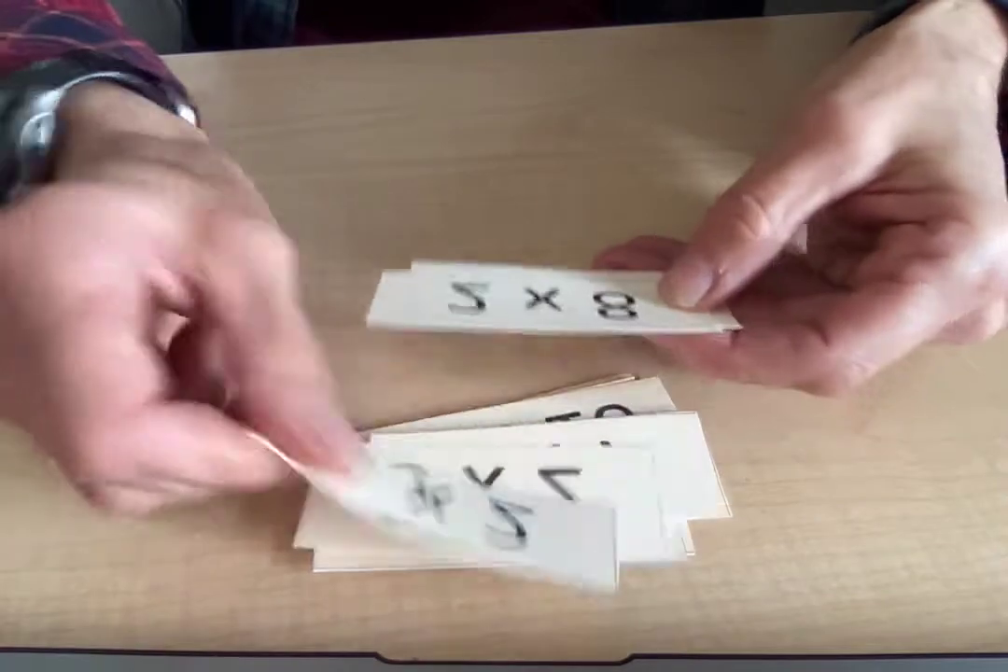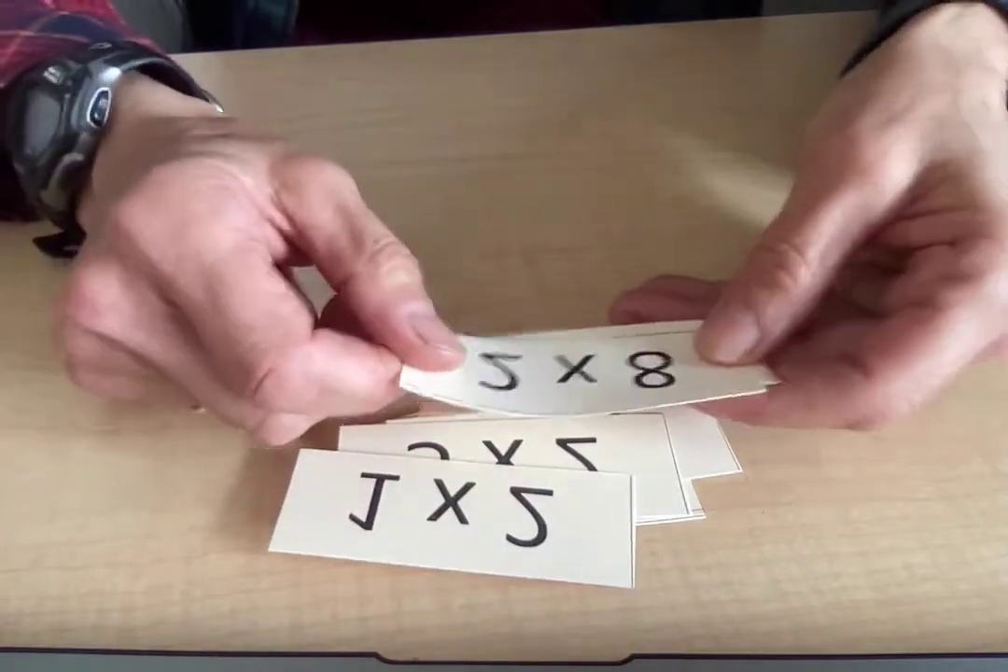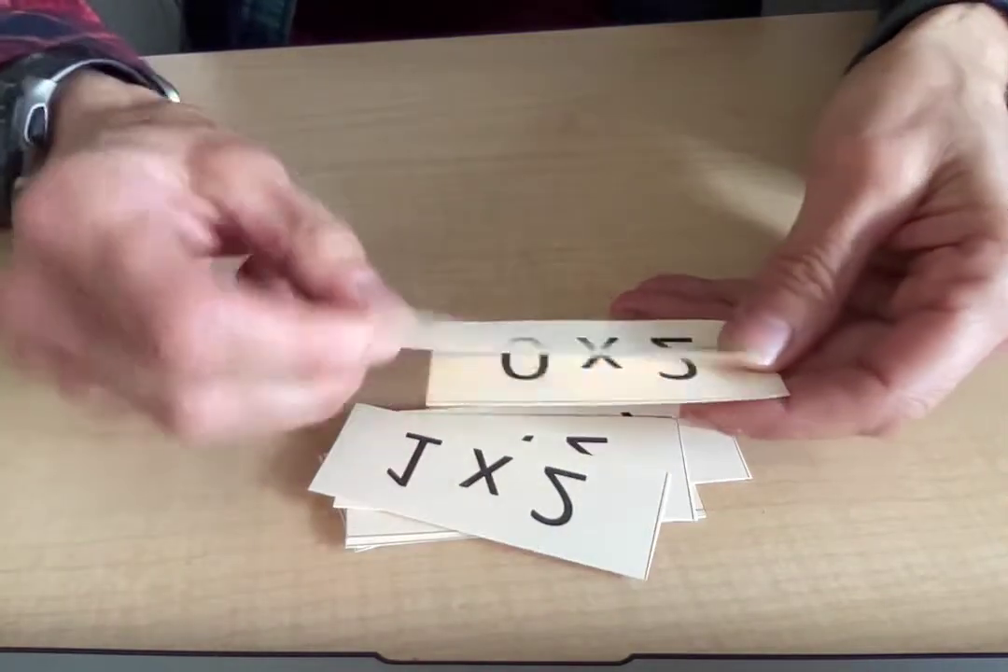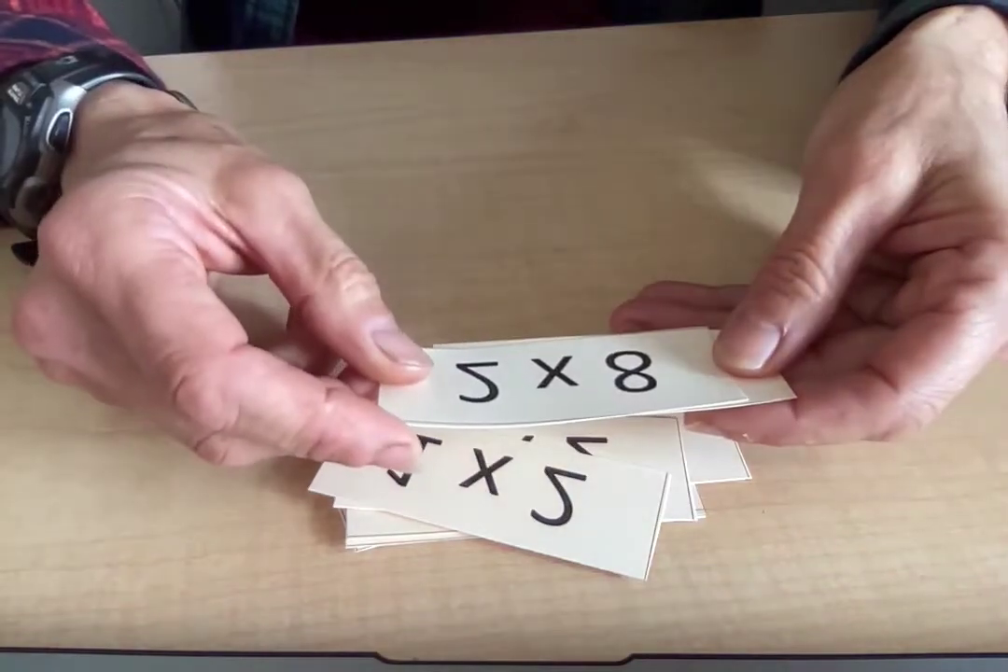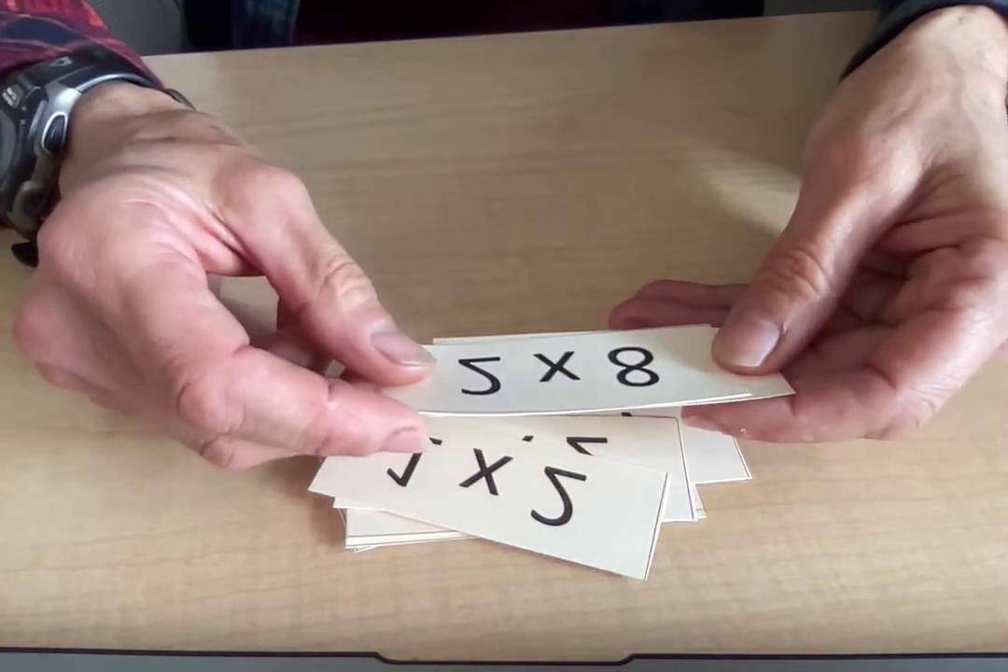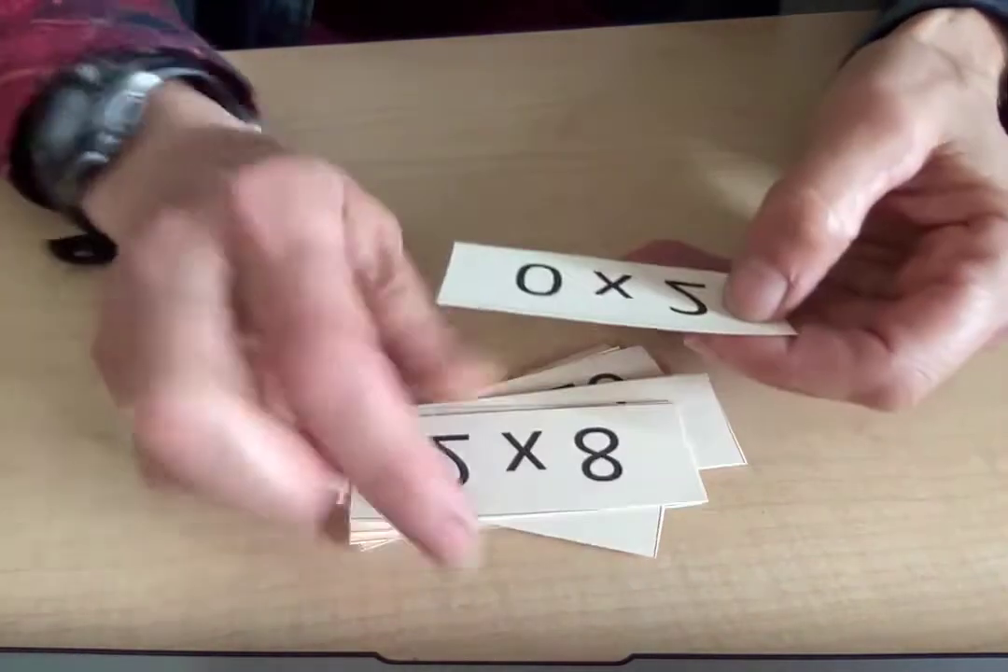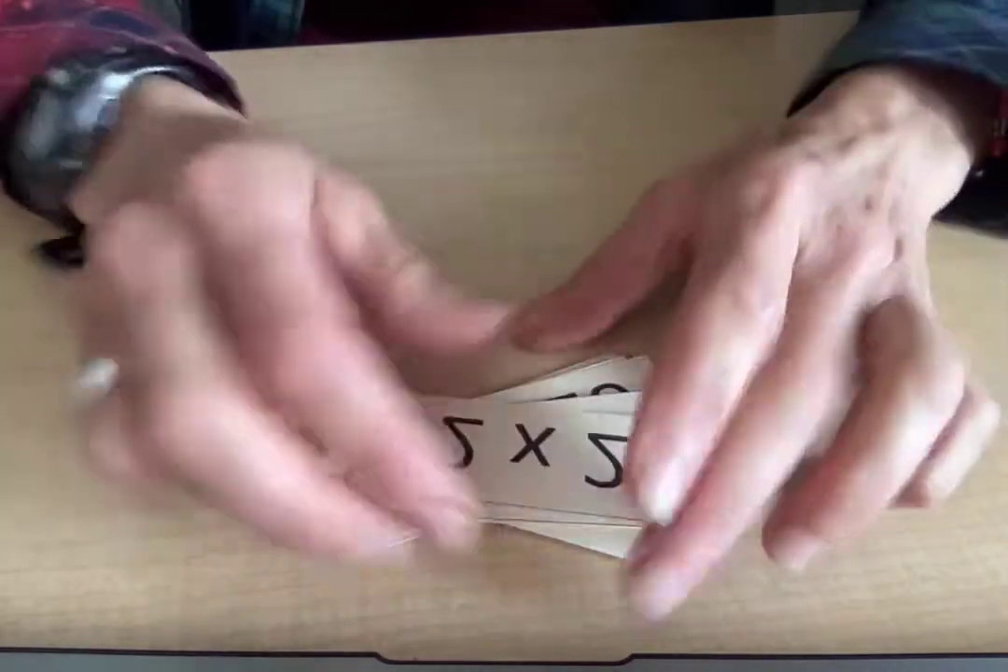1 times 2, 2. 2 times 8, oh, what is it? 2 times 8. Instead of skip counting, that takes too long. Flip it over and go, oh, 16. 2 times 8, 16. Yes, 2 times 8, 16. 5 times 2, 10. 2 times 2, 4.